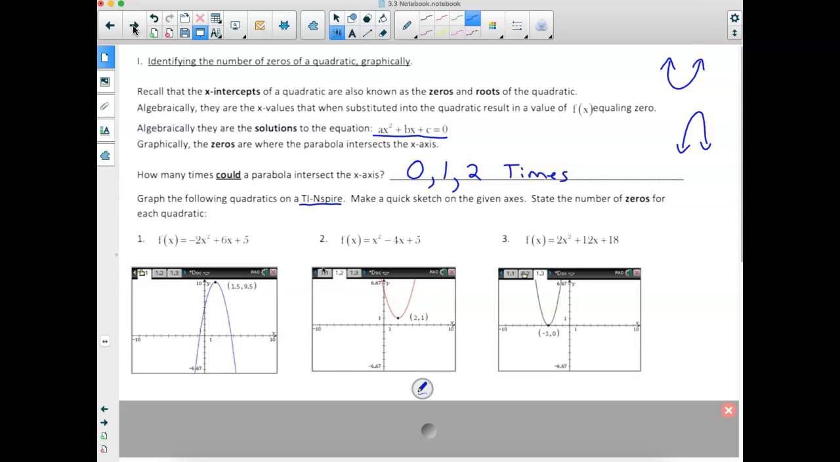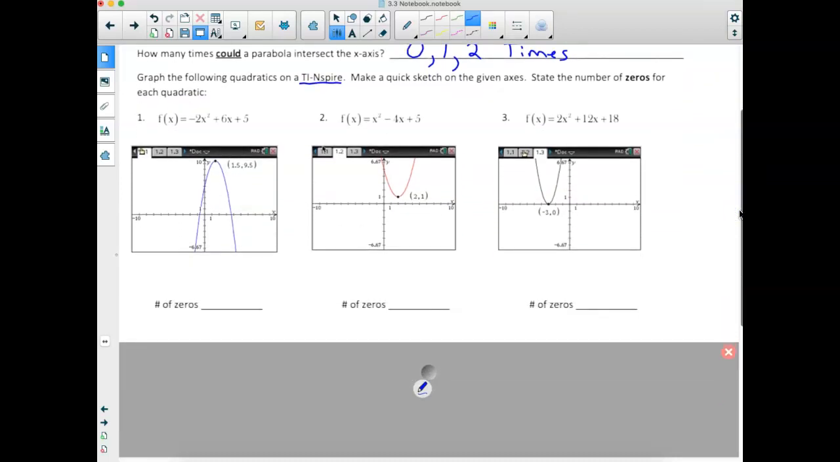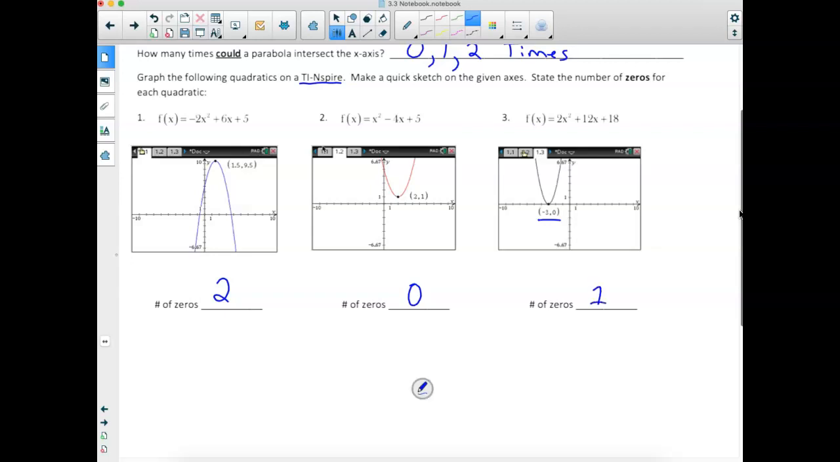Looking at numbers 1, 2, and 3, the first thing I did was label where my vertex is. Number 1, if you found the vertex in standard form, is at 1.5, 9.5. It's concave down and intersects twice, for 2 zeros. Number 2, there's my vertex at 2, 1. It opens up and has 0 zeros. And number 3, 2x squared plus 12x plus 18, here's my vertex, so I'm touching it 1 time.